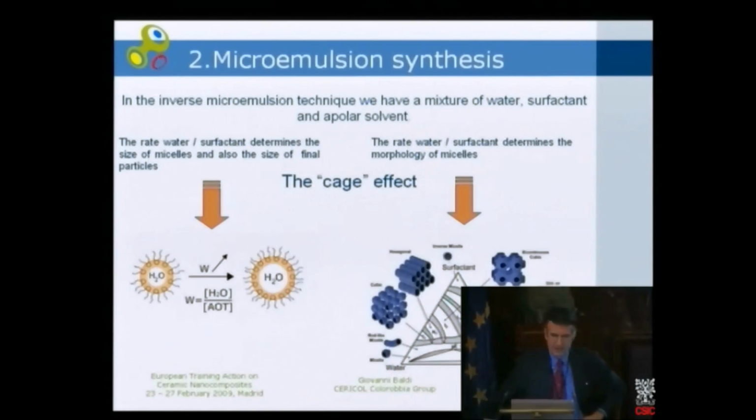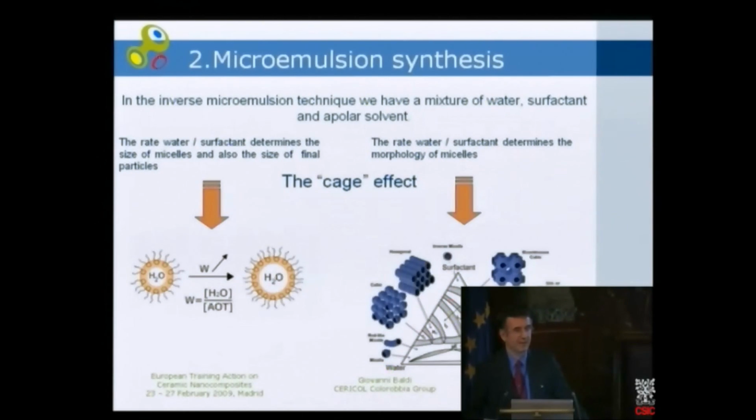When we speak about an inverse microemulsion technique, we speak of nano or micro drops of water dispersed in a non-polar, apolar solvent. In this case, we can consider this nano drop like a nano reactor, in which we can perform the reaction and the production, the nucleation and growth of nanoparticles.